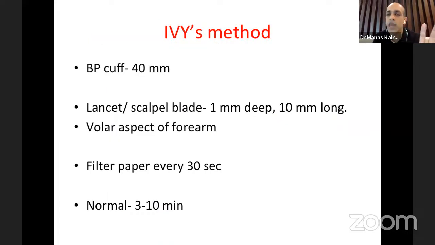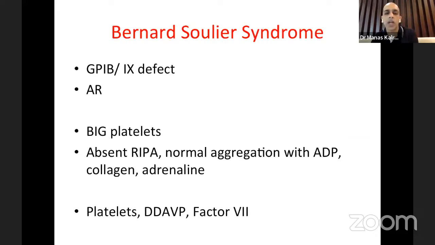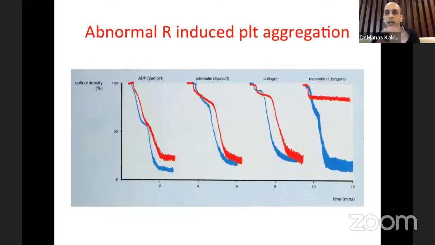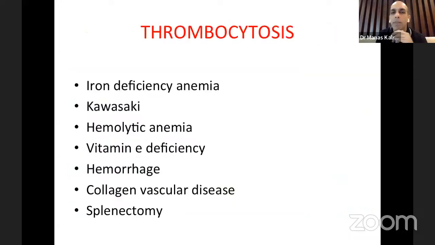The correct method to do is Ivy's method. And I'm sure when you talk about bleeding disorders, you'll find that. So when you're looking at platelet number and platelet size in your CBC, looking at the whole platelet picture is important. And by doing a platelet aggregation study, you can find this.